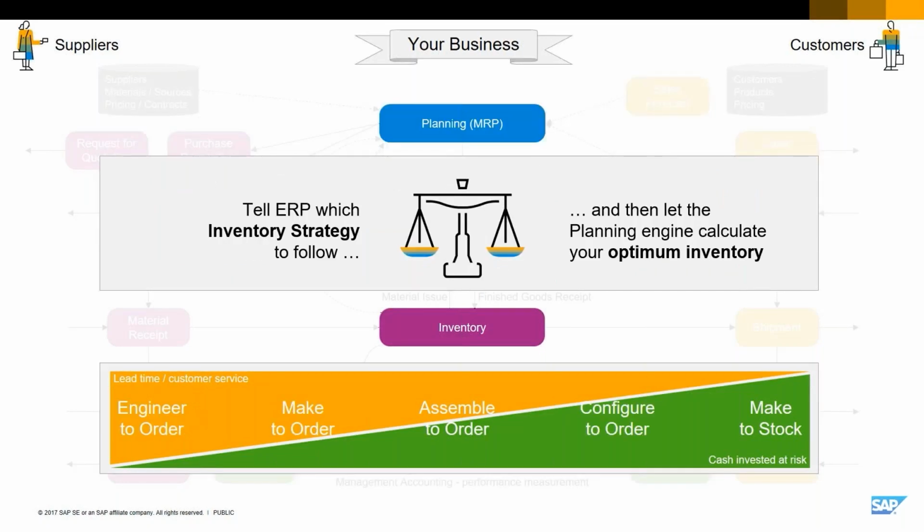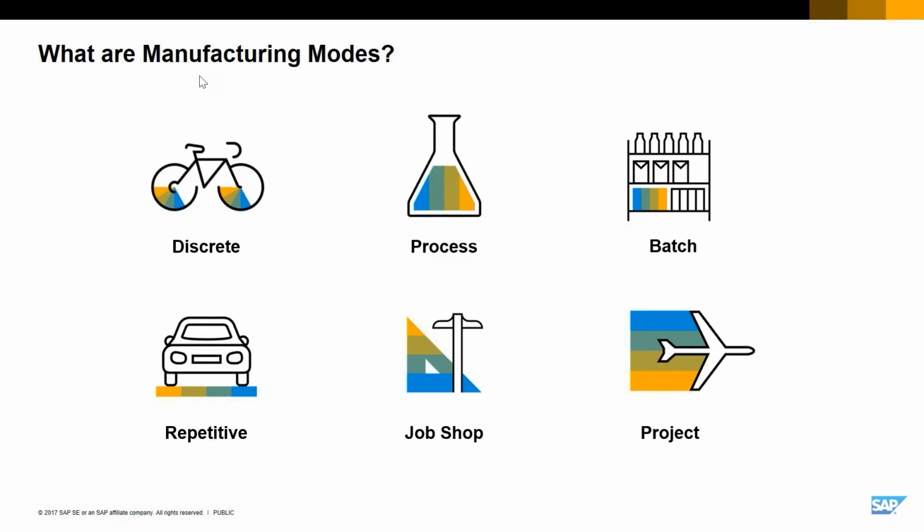So apart from that, you have different things. Engineer to order is there, and configure to order is also there. These are used in different business processes. And we have different types of manufacturing modes in the business. We have discrete industries, we have process industries, batch management.